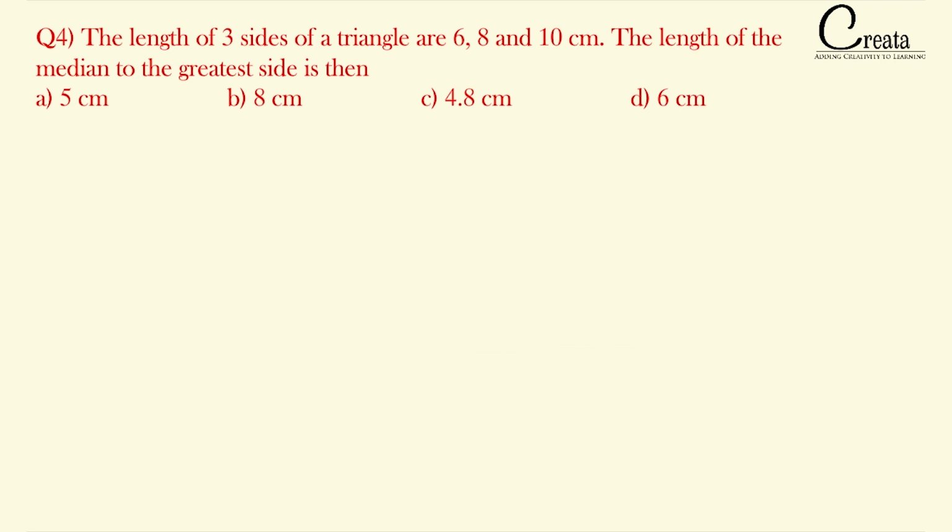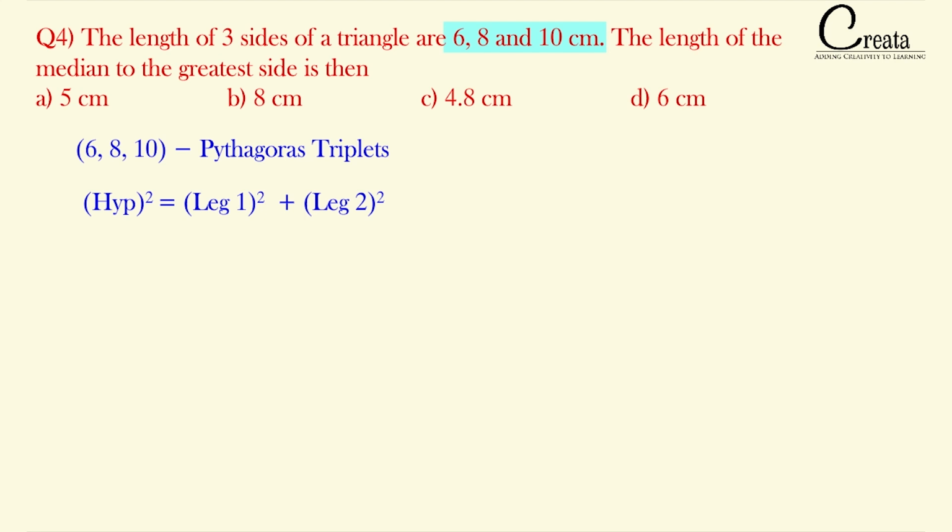So as per our first step, we will observe the question and try to visualize it. In the question, a triangle is given which has the 3 sides as 6, 8 and 10 cm. If you observe, 6, 8 and 10 are a Pythagoras triplet. Means if we form a triangle from 6, 8 and 10 cm, it will be a right angle triangle. Let's also check the same. We know in a right angle triangle, the hypotenuse square is equal to the sum of the squares of the 2 legs of the triangle.